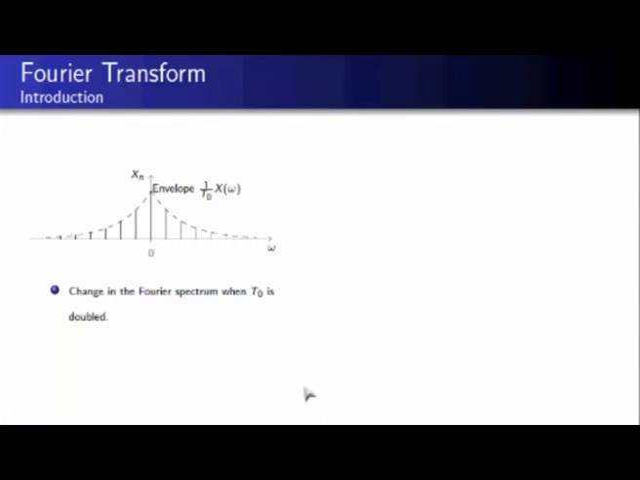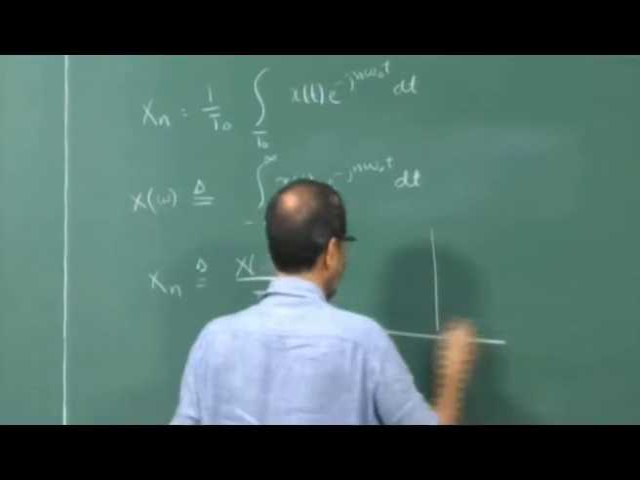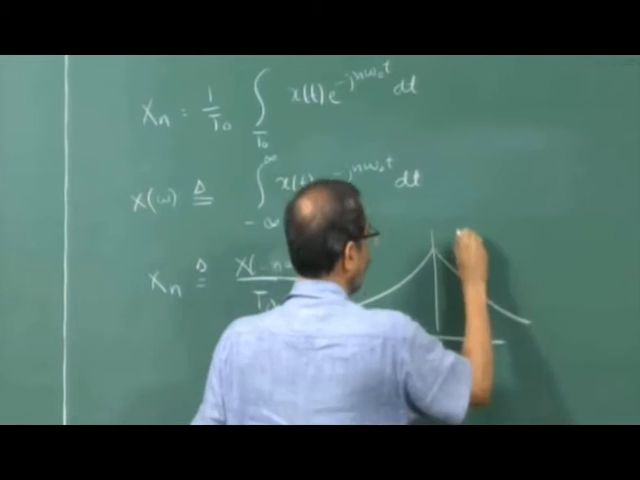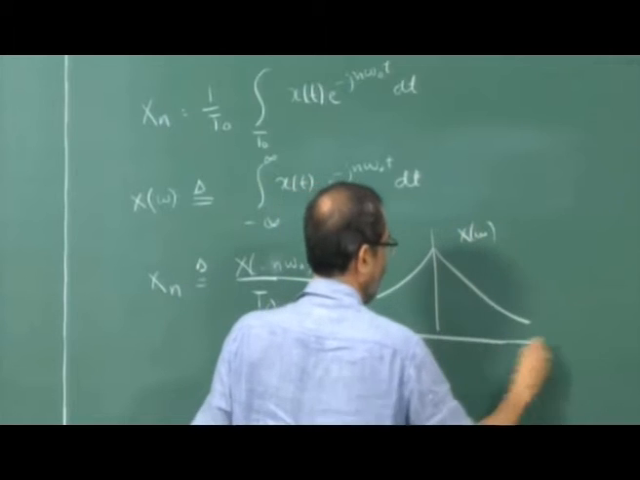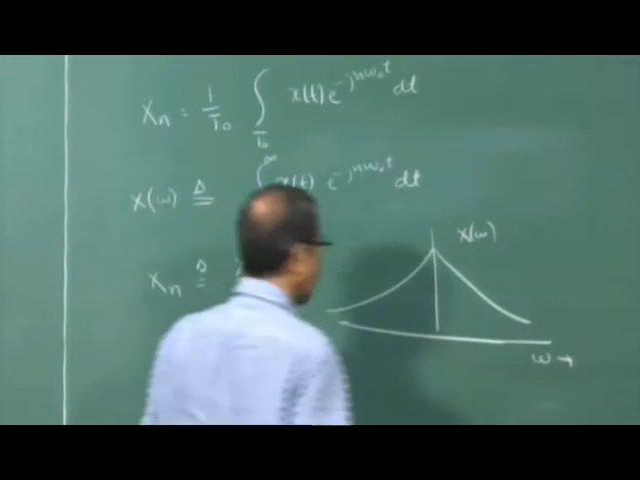So for some t naught, I've sketched xn in the slide here, where I've taken x of omega, some arbitrary shape. This is x of omega, and this is the omega axis, right?